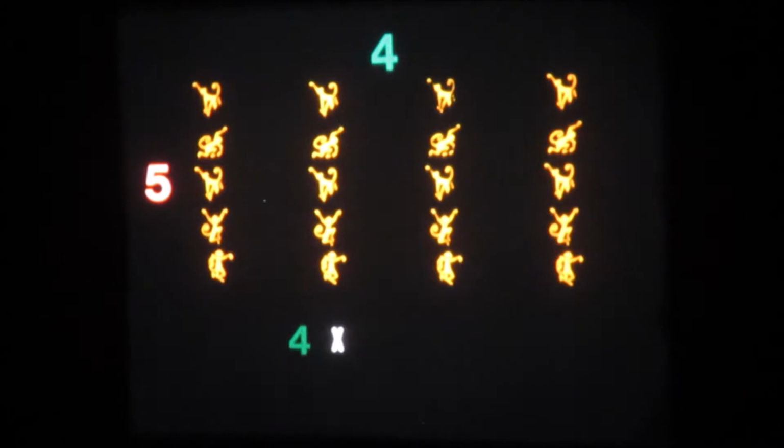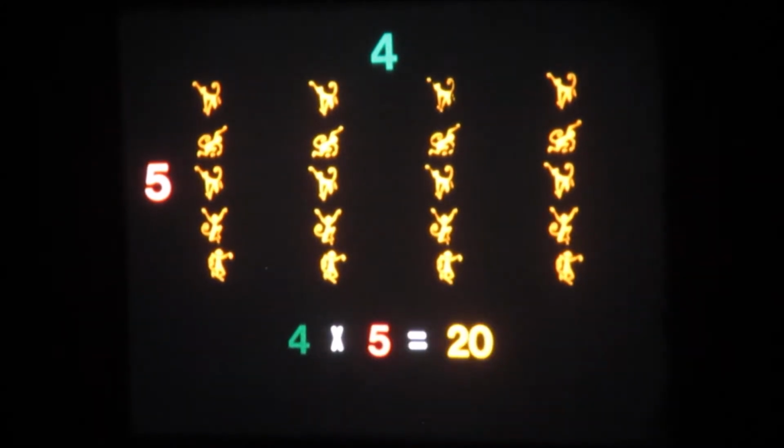But we could also find the answer by multiplication, because multiplication is just repeated addition of the same number. Instead of sets, let's think of this as an array that represents 4 cages with 5 monkeys in each. We can write this as 4 times 5 equals 20.